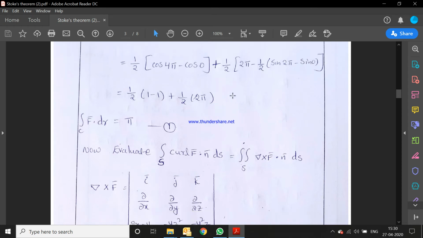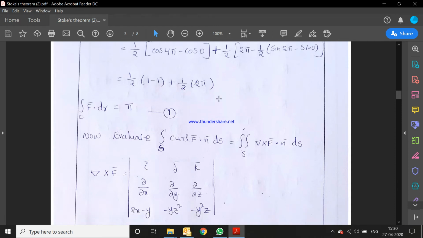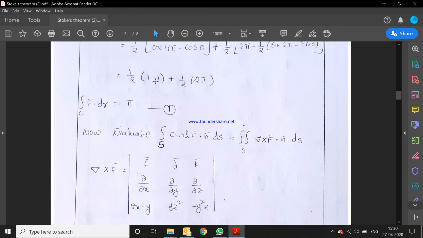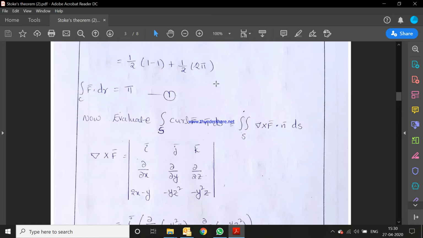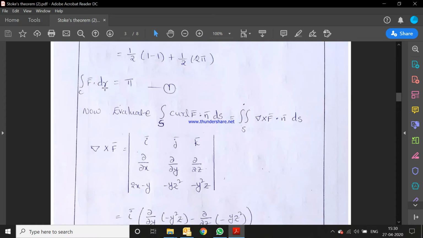So here, cos 4 pi value is 1 and cos 0 value is also 1. 1 minus 1 is 0. Here, 1 by 2 into 2 pi, minus 1 by 2 into sin 4 pi, whose value is 0, and sin 0 value is 0. So we get only 1 by 2 into (1 minus 1), which is 0, so this value is also 0. Then 1 by 2 into 2 pi, the 2 cancels, and the integral of F bar dot dr bar value is pi.